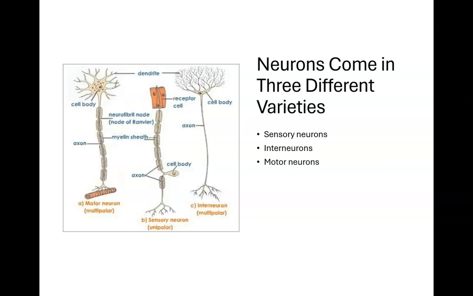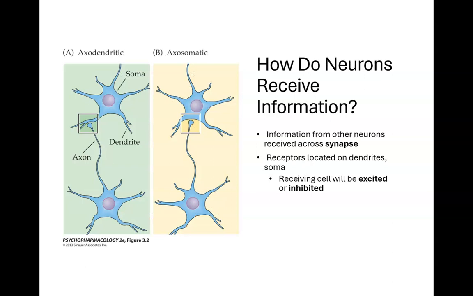So interneurons may only be found in the brain or entirely in the spinal cord. They do not branch out to muscles, and they do not make contact with sensory receptors. They are located entirely within the brain and spinal cord, and their job is to communicate with other neurons. So how do neurons ultimately receive information from other neurons?